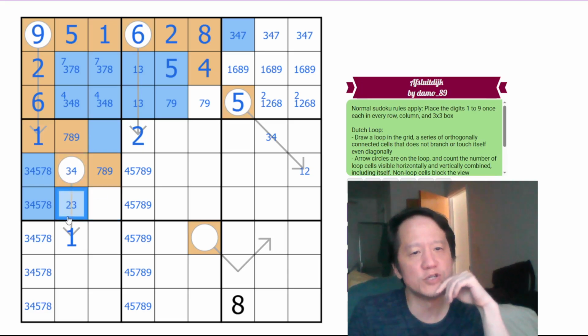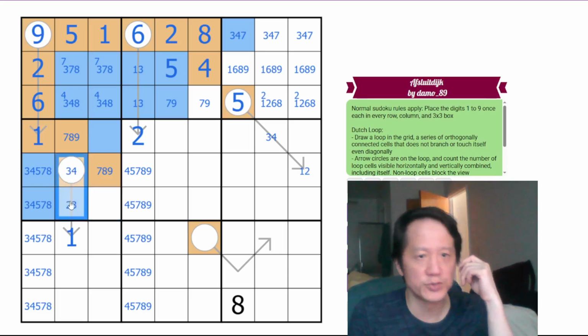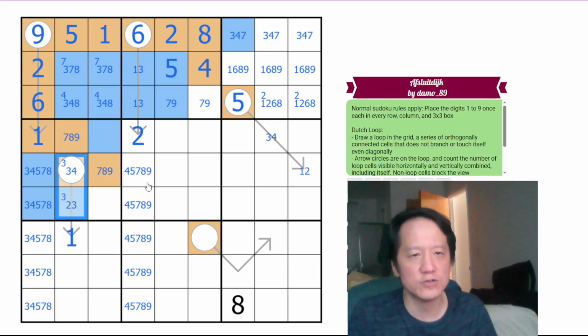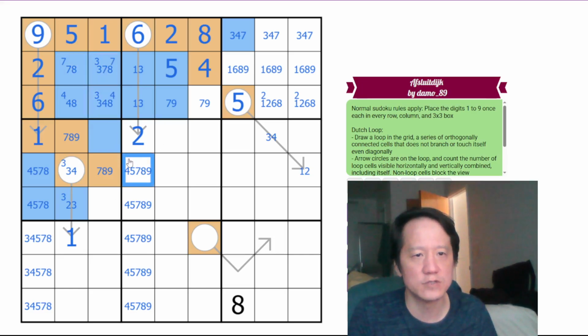If this is 3, this is 2. If this is 4, this is 3. Either way, 3 has to be one of these two digits, which eliminates 3 in the rest of the column and the rest of the box. So this can't be 3 here. This can't be 3 here, which means 3 has to be one of these two cells.